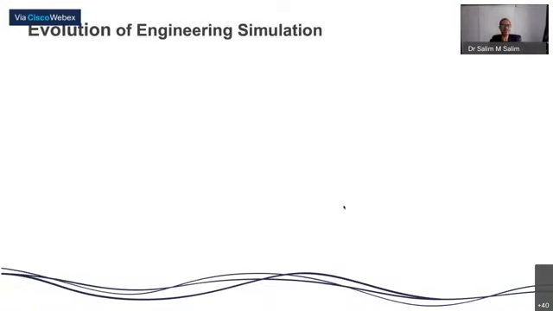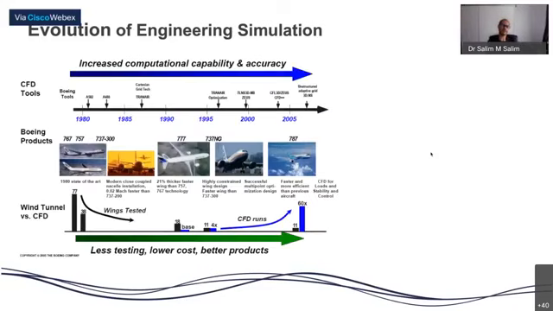So let's look at the evolution of engineering simulation. Now, this is something delivered by Boeing. This showed us the research, produced in 2005. What they wanted to demonstrate here was, over the past 2 or 3 decades, from 1980, the prevalence of CFD, computational fluid dynamics, the number of experiments, and the way that has evolved as we increased our computational capabilities and accuracies.